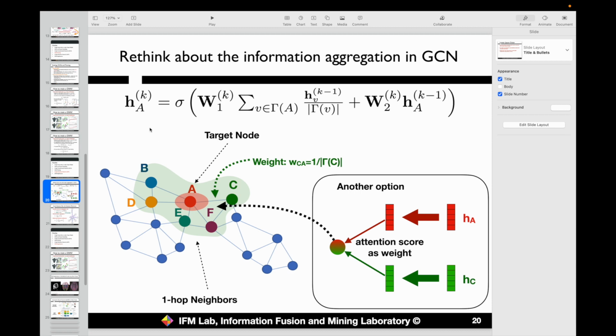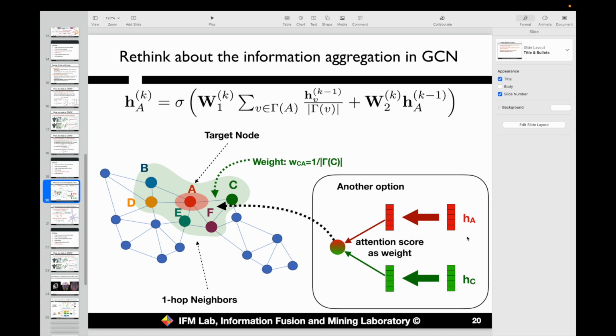When we learn the representation for the target node at the k-th layer, we know the representation from the previous layer already. We know H_A^(k-1) for the target node in the previous layer of the model. We also know the representation H_C^(k-1) of node C in the (k-1)-th layer as well. So when we further utilize these representations for updating H_A at the k-th layer, in other words, we know how important this C is to A. We should be able to compute these weights, right? The way we can compute these weights is by the attention mechanism. We know H_A^(k-1), we know H_C^(k-1) already.